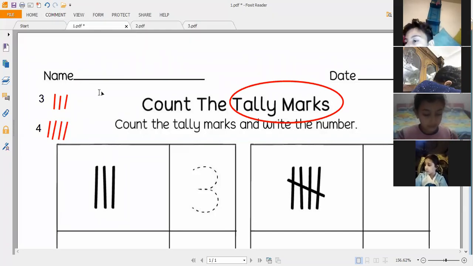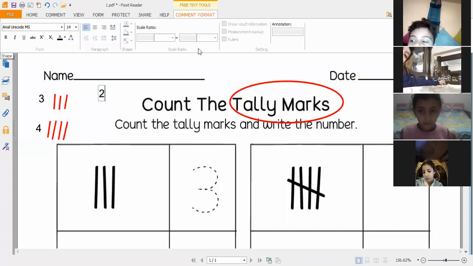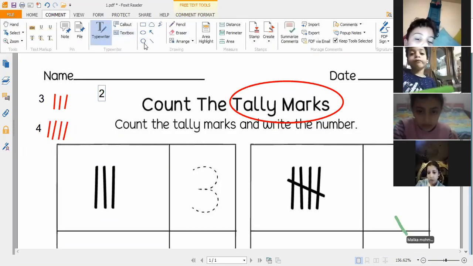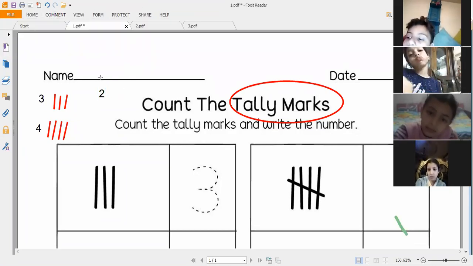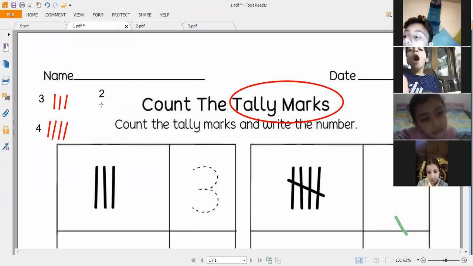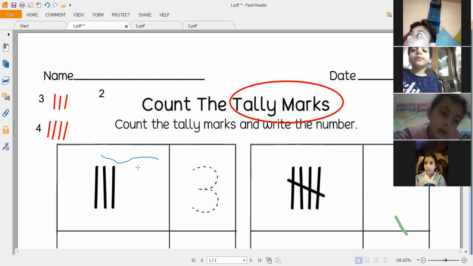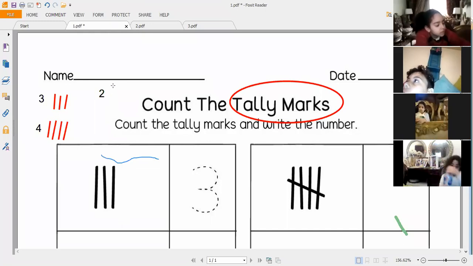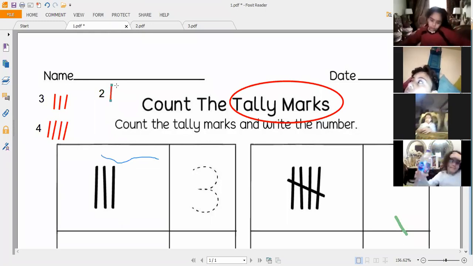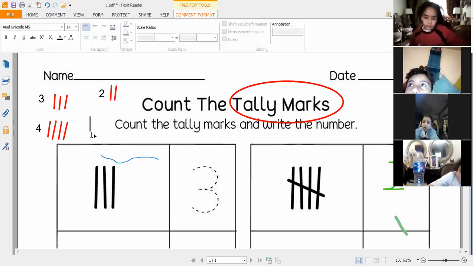If I want to represent number 2 using the tally marks, so how many tally marks will I draw? 2. 1, 2. Okay, for example, I want to represent number 5 using the tally marks.